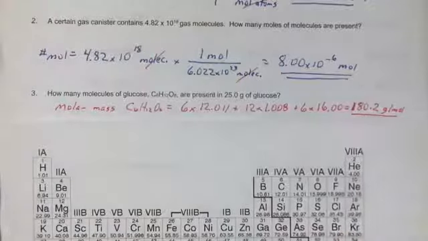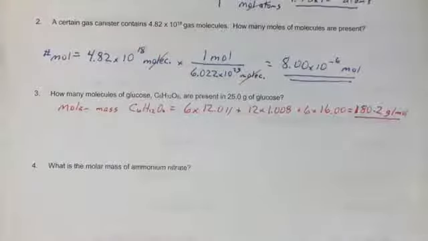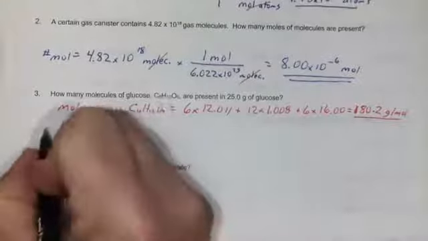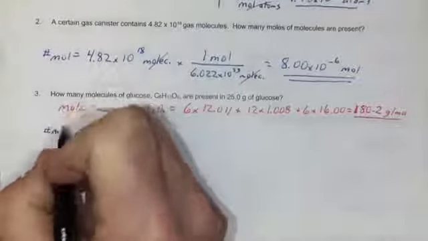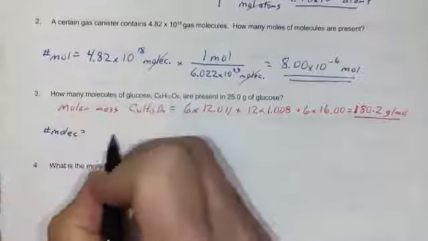So there's the molar mass. So with the molar mass, now we can solve the question that's asked. This says how many molecules of glucose. So I want to know the number of molecules. And I'm going to start with the given measured quantity.